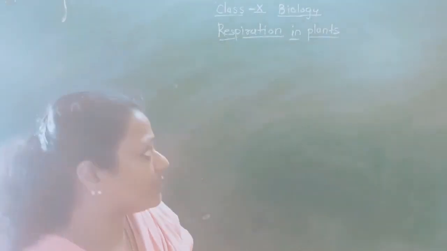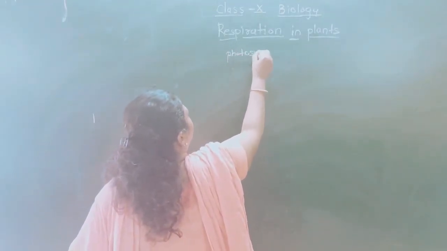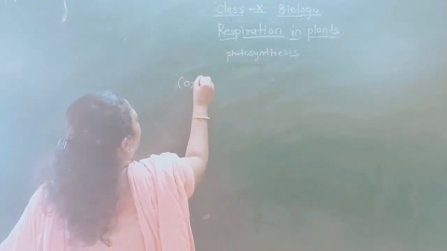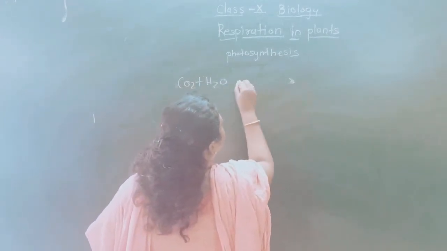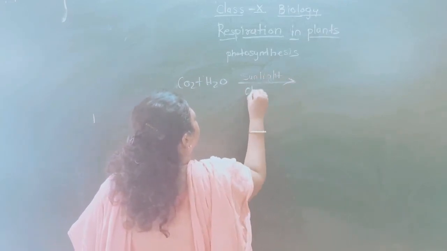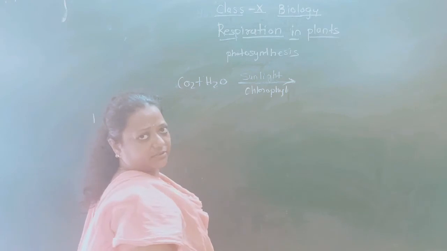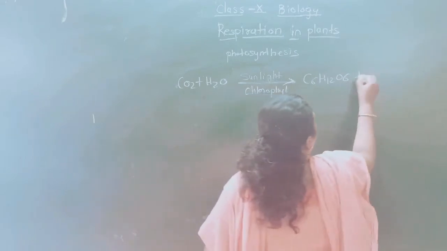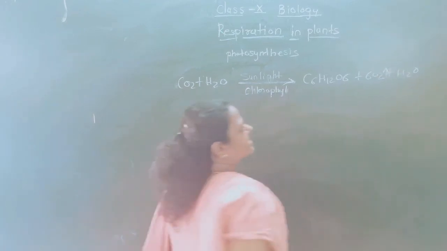See students, plants prepare their own food by the process of photosynthesis. Plants need carbon dioxide and water as raw materials for photosynthesis. And what are the essential factors for photosynthesis? Sunlight and chlorophyll are needed. What are they preparing? C6H12O6 plus 6O2 plus H2O. The oxygen is released into the atmosphere.